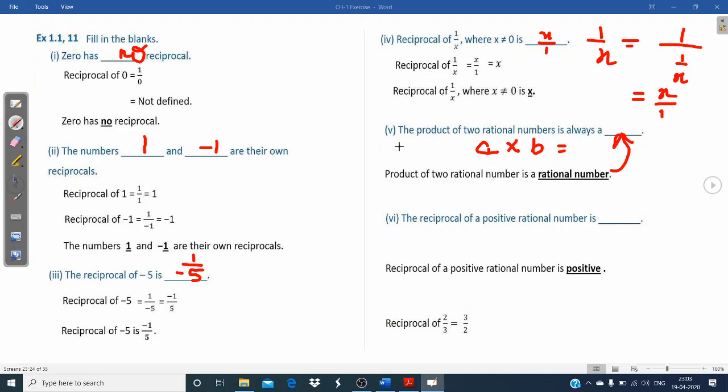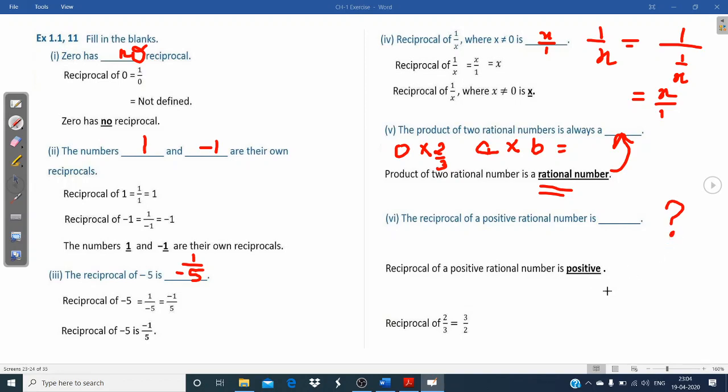If instead of a you take 0, and instead of b you take any rational number, suppose 2 by 3, finally you will get 0, and 0 is also a rational number. And if you take 0 for both, 0 into 0 is also 0, and again 0 is a rational number. So the product of two rational numbers is always a rational number.